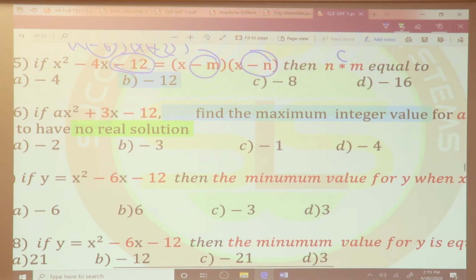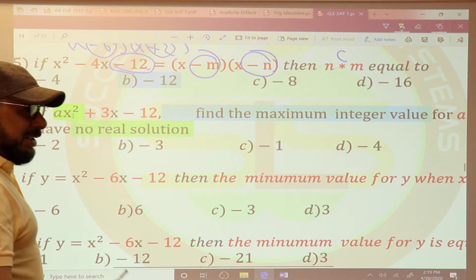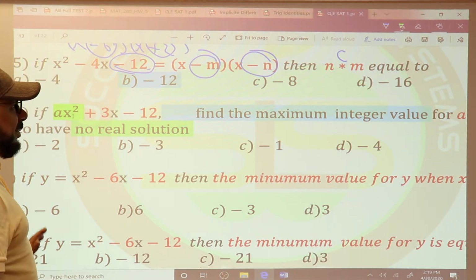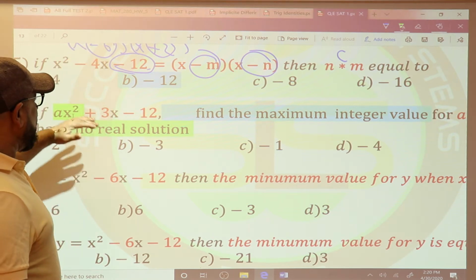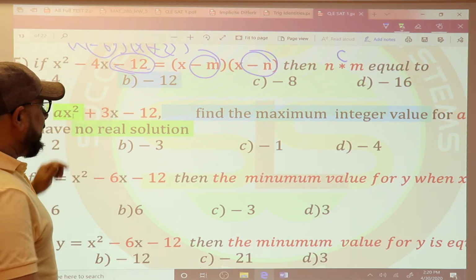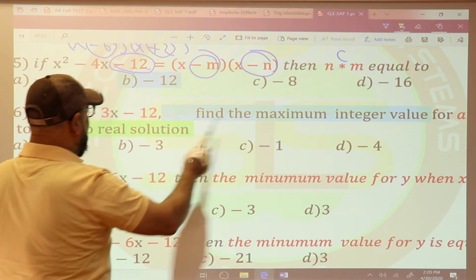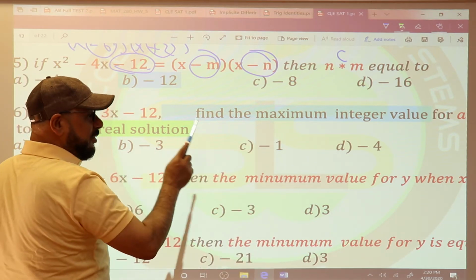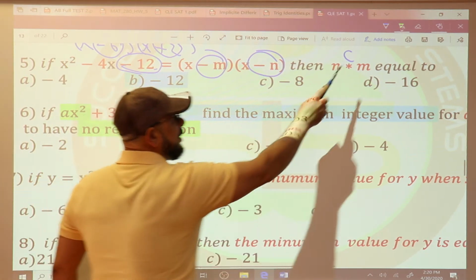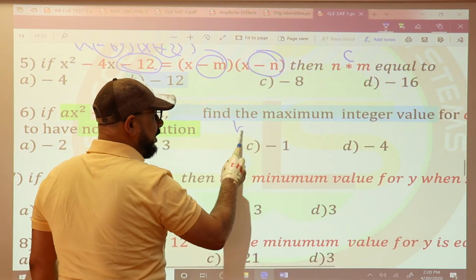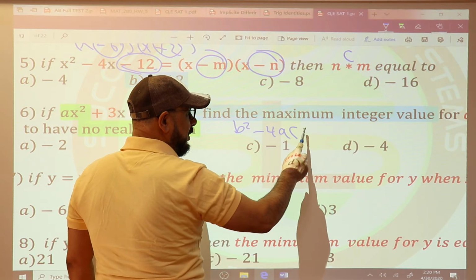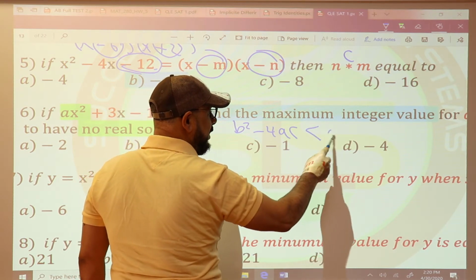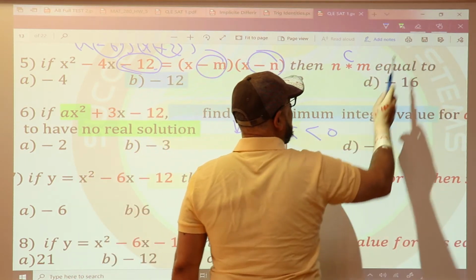Up to now we have done 6 problems. How much time did we take for 6 problems? Let me see. 5 minutes, 6 problems. Maybe this problem needs more time, you see. Then he wants the maximum integer value, no real solution. Then b squared minus 4ac is less than 0, right? Let us see how many minutes this is going to take.